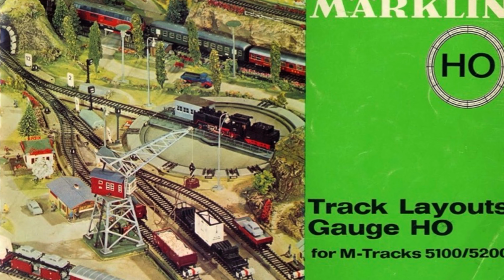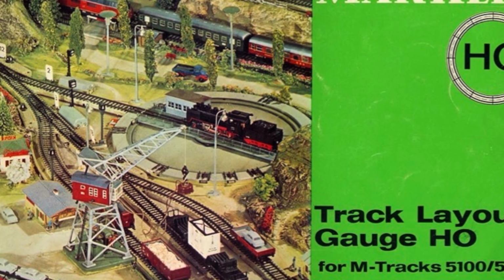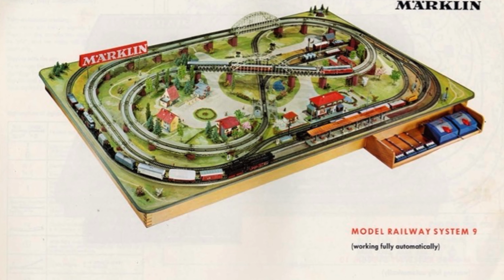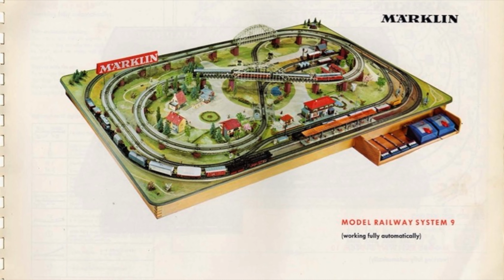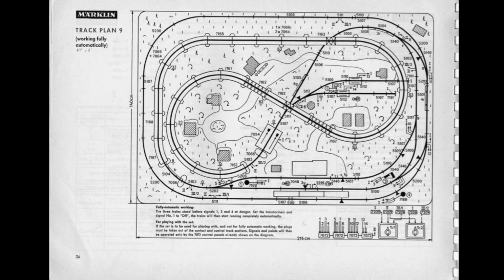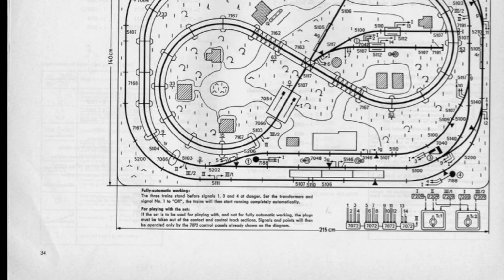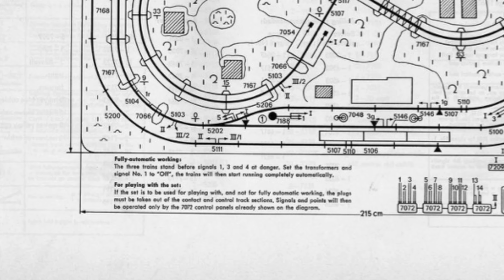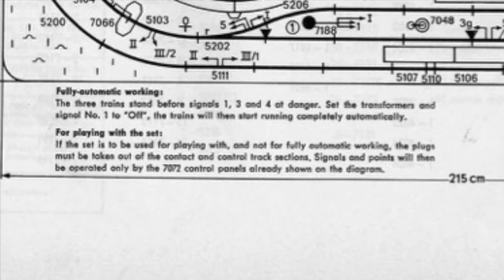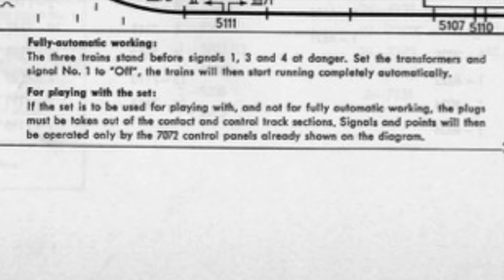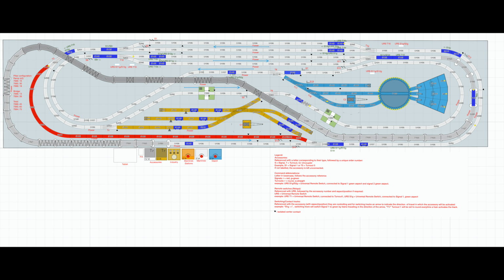So if we look at the old Märklin track plan books, which had a few layouts that were meant to be run in fully automatic mode, there's some instructions at the bottom of the plans for playing with the set, which is the same as manual mode. As we can see, Märklin recommends to simply go around the layout and unplug the contact and switching tracks. So let's see what this would mean for my layout.